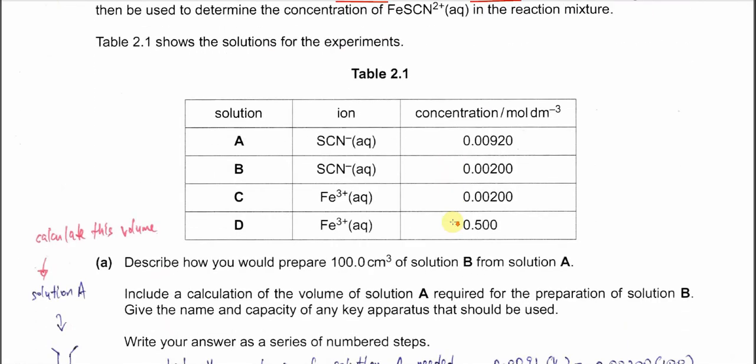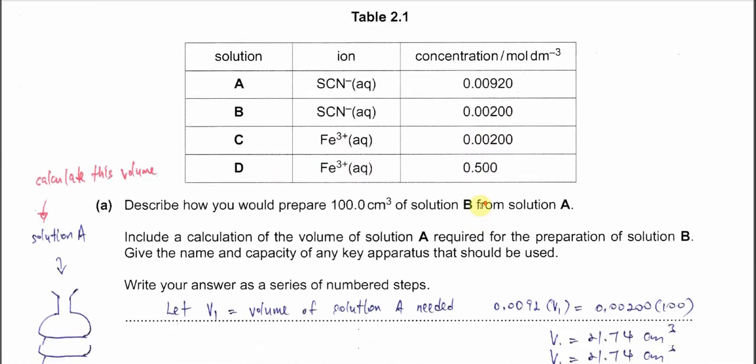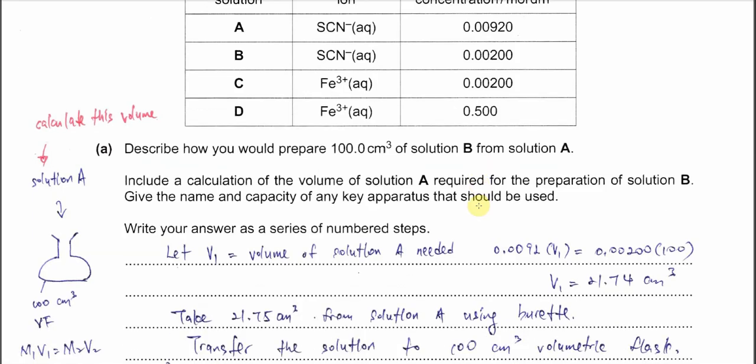Now, Table 2.1 shows the solutions for the experiment. We have 4 solutions, A, B, C, D. The first 2 are thiocyanate, 0.0092 and 0.02. After that, C and D are iron(III) solutions, 0.02 and 0.5. Later we will discuss the absorbance.